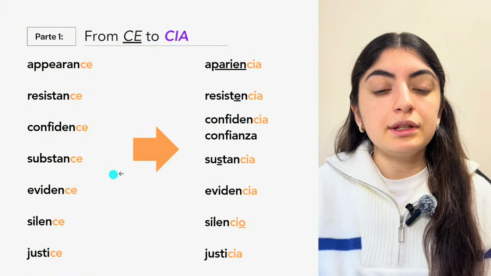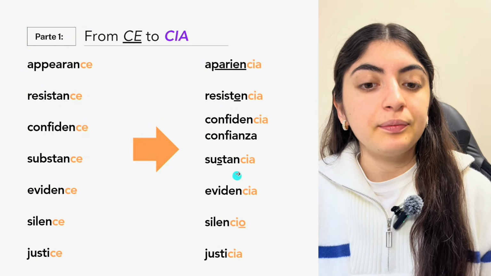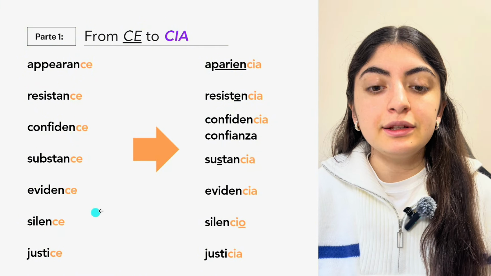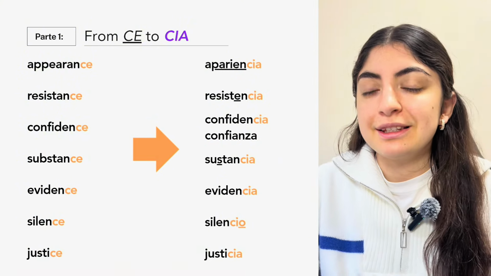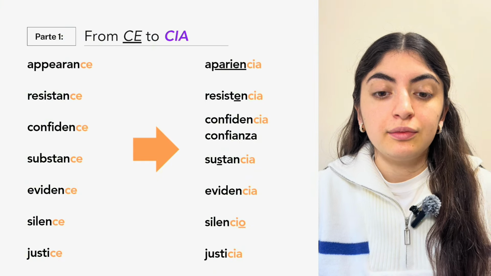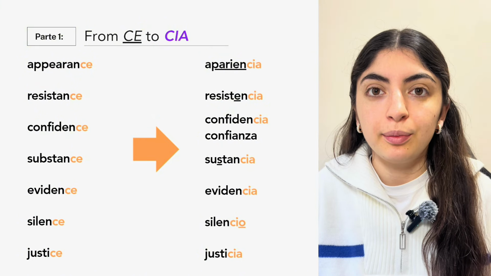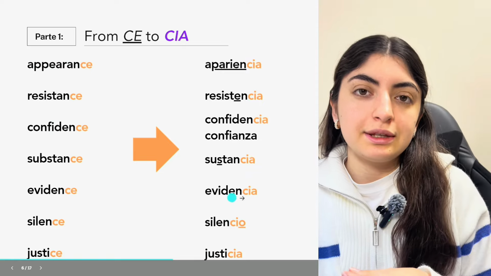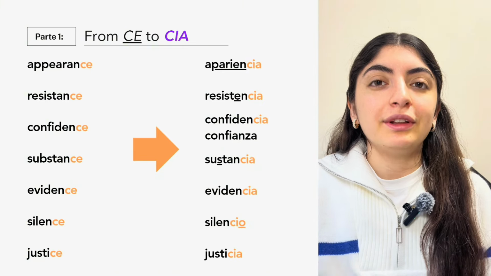Okay, so substance, sustancia, evidence, evidencia, silence, silencio. This is slightly different because it doesn't exist. Silencia. It's silencio. Como silencio, por favor. Silence, please. Silencio, por favor. And the last one, justice, justicia. Justicia. This was the first part of this method.